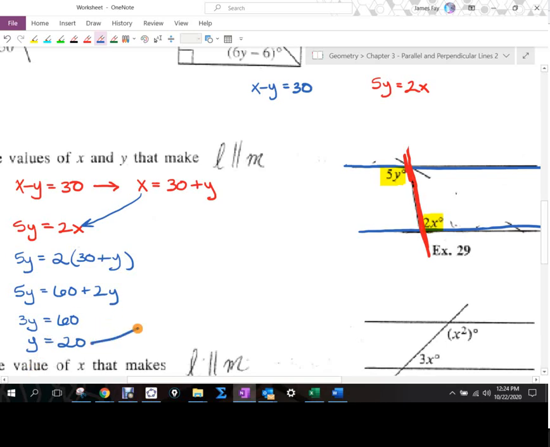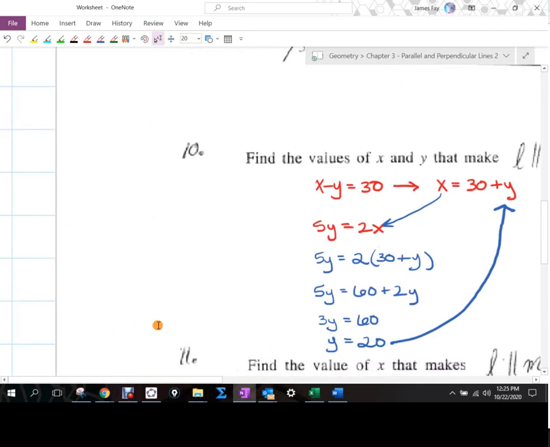So then if y is 20, we come back up here and plug y back into any one of these that you want. If y is 20, then x is going to be left to be 50, right? Okay. Now, is that the only way that we can do that? What if we said, so I got x minus y equals 30, and I got 5y equals 2x. Could it have been as easy to have solved for y in this top equation and done the same kind of process?